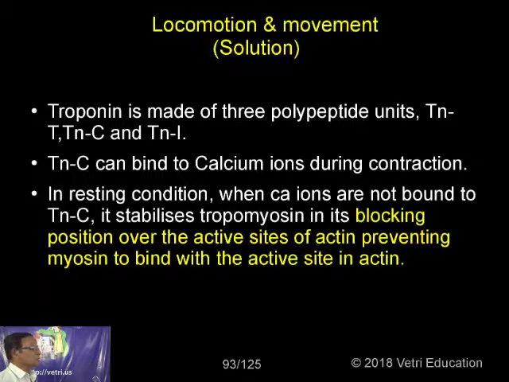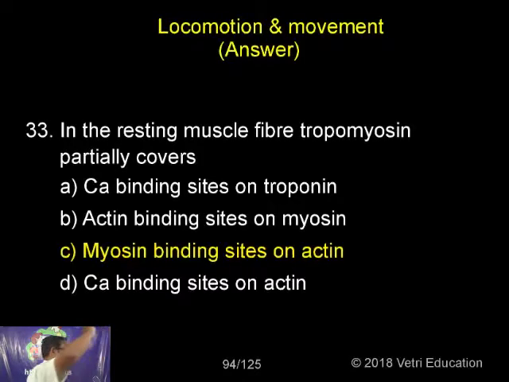In the resting condition, calcium ions are not bound to TNC, which is the troponin C calcium binding site. Only when calcium binds does the active site of the actin filament become exposed for binding of the myosin head. Otherwise, tropomyosin stays in the blocking position over the active sites of actin, preventing myosin from binding. The active site is normally present in actin. Once calcium is bound with TNC, a configuration change occurs, and the active site of the actin filament is exposed for binding of the myosin.